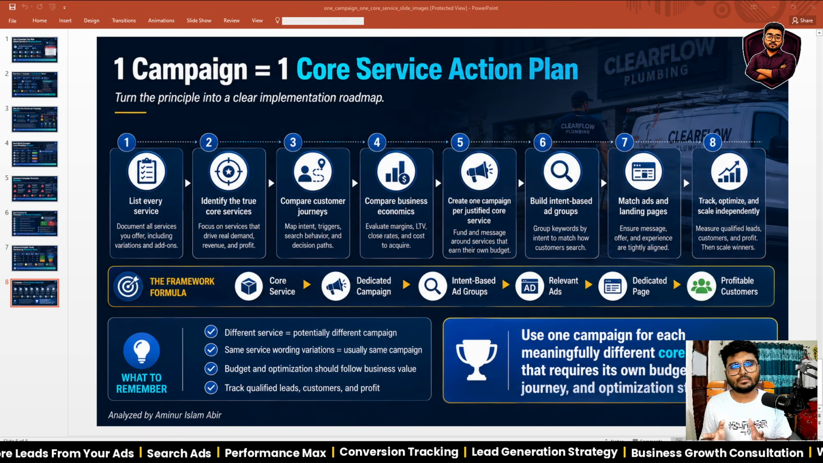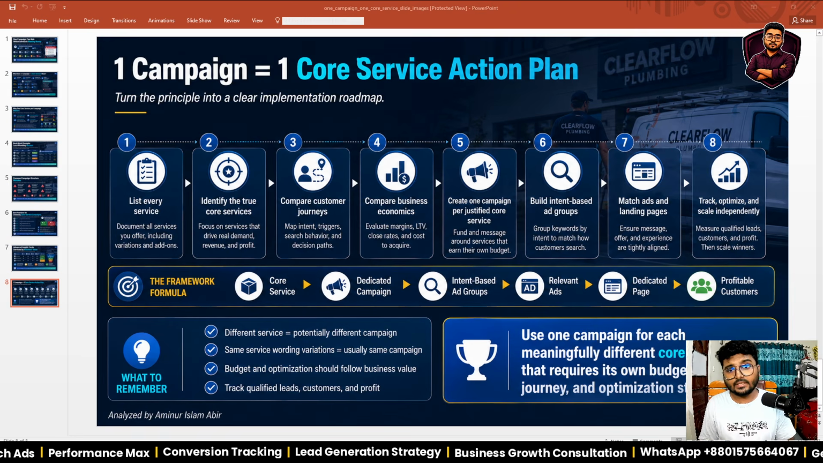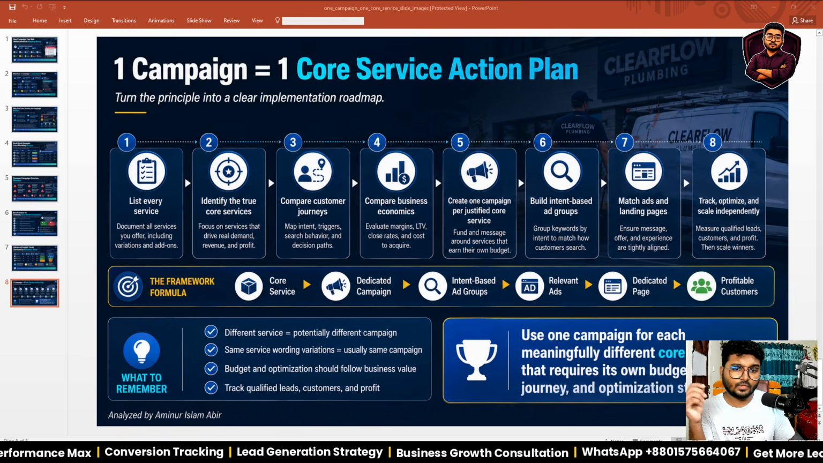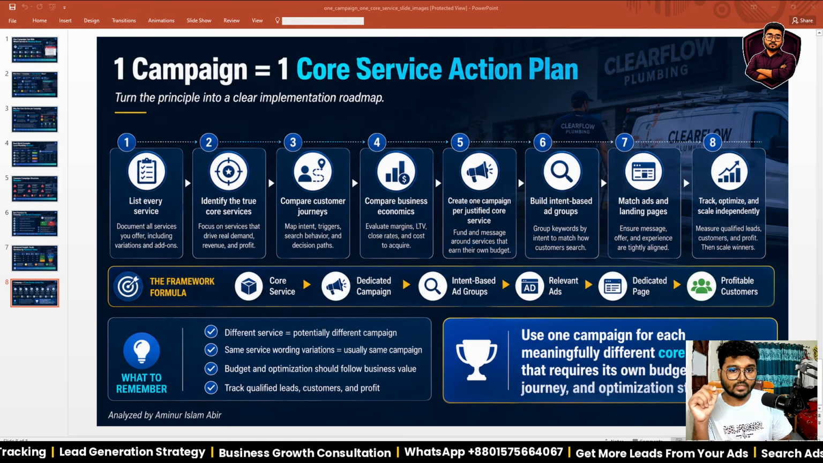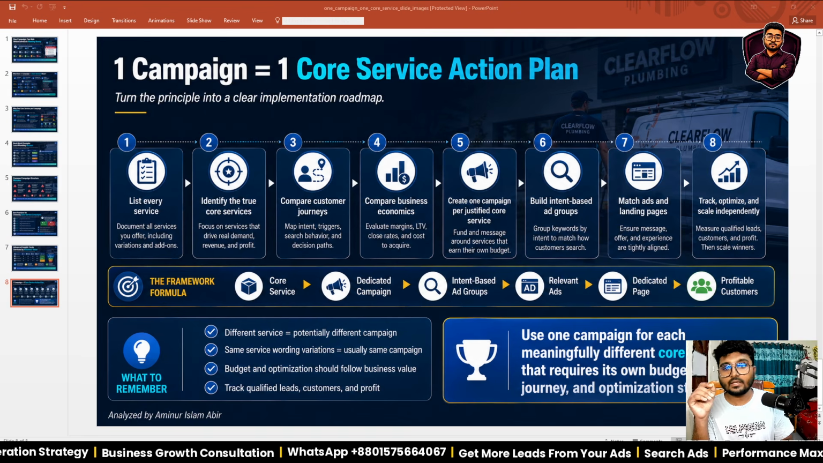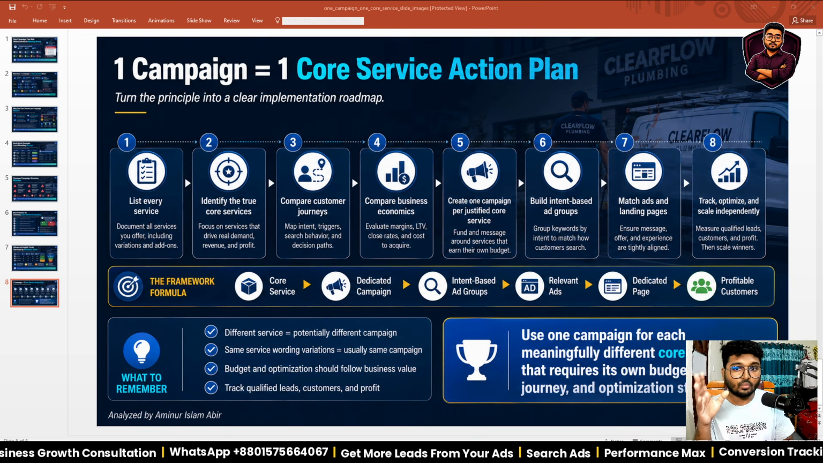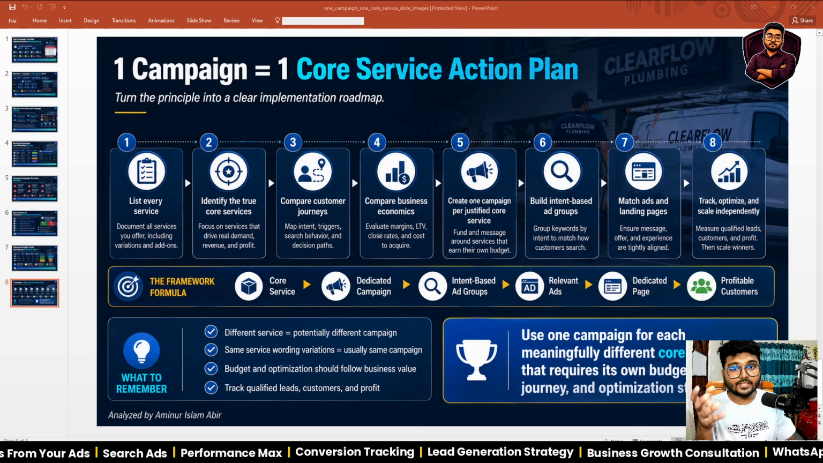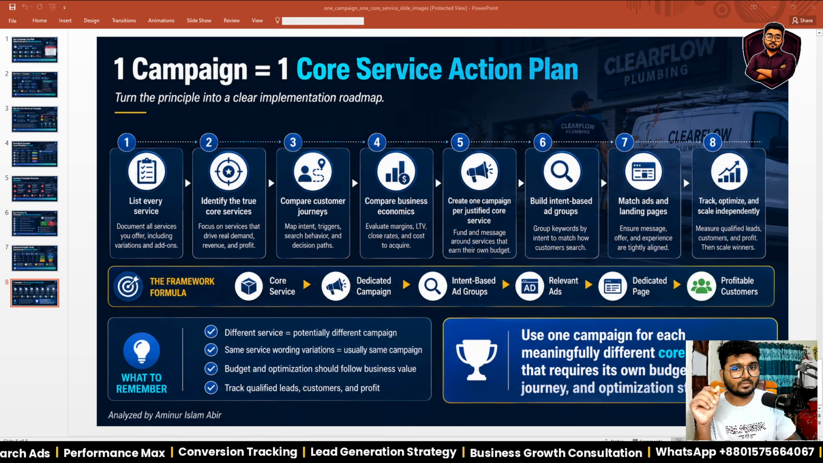Let's summarize the most important lesson. Local businesses often offer several different services, but those services do not always share the same customer intention, lead value, landing page, CTA, or profitability. When every service is placed inside one campaign, Google may spend more budget on the easiest or highest volume traffic. Strong services can be hidden. Weak services can continue wasting money, and blended CPL can create misleading conclusions. The principle: one campaign equals one core service. This is how service-based structure can improve customer relevance, lead quality, budget efficiency, and sustainable growth.